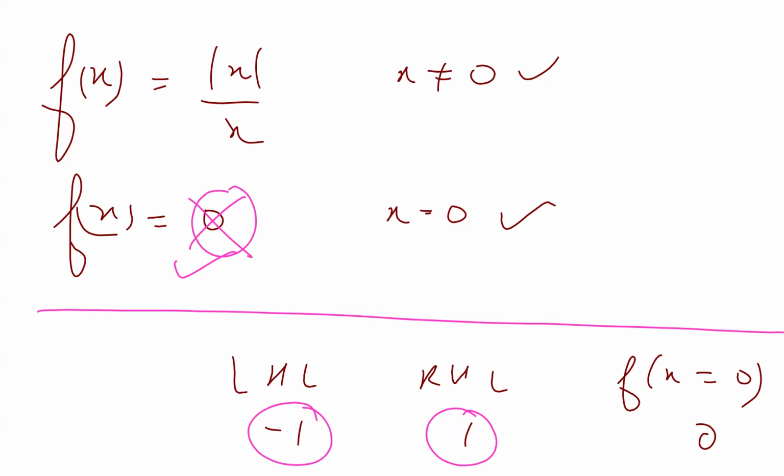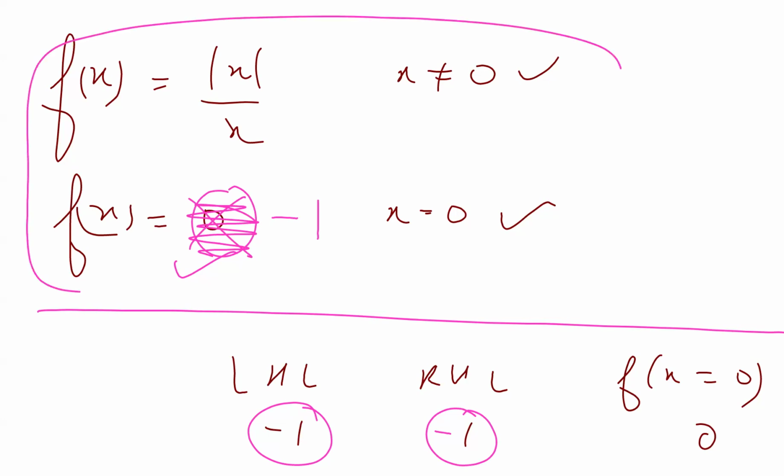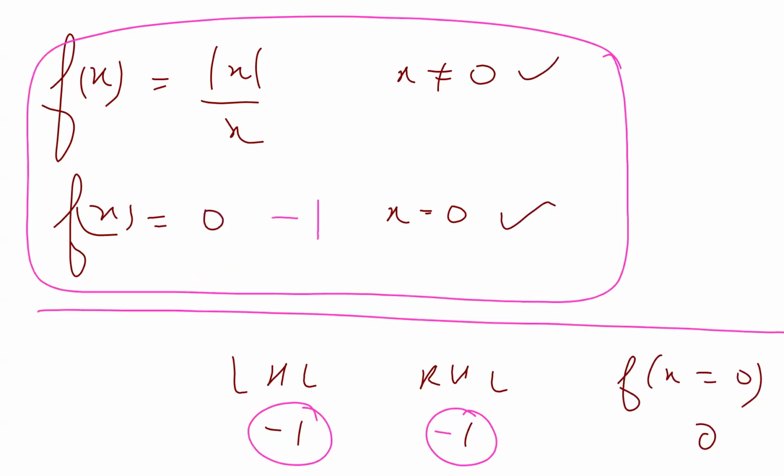Now, if suppose LHL and RHL both are minus 1, then we can remove the discontinuity. We can eliminate this 0 and write minus 1 over here. So in this case, we would write that the discontinuity is removable and this is the function. But as per our problem, if they're asking, we have to mention the discontinuity cannot be removable because LHL is not equal to RHL.